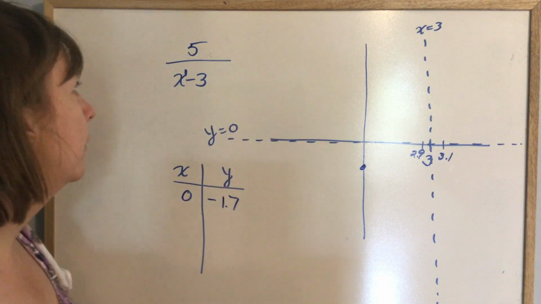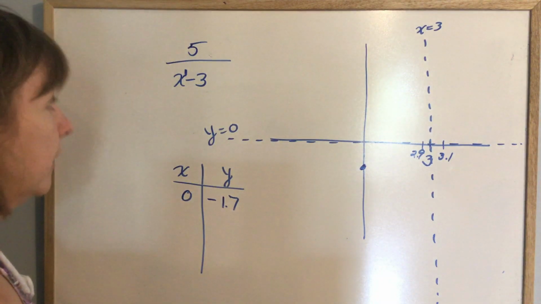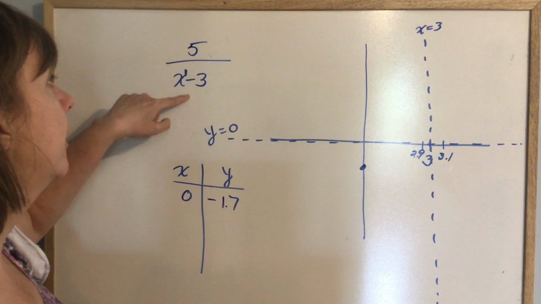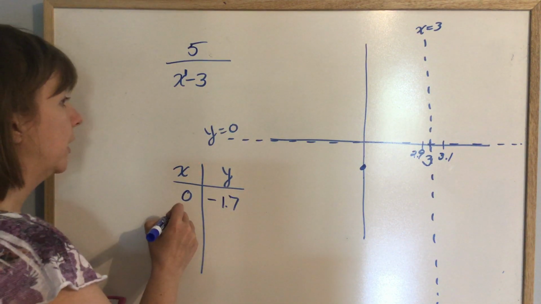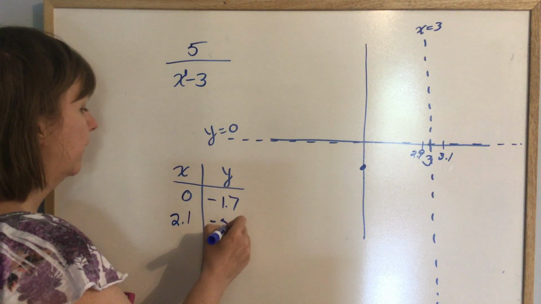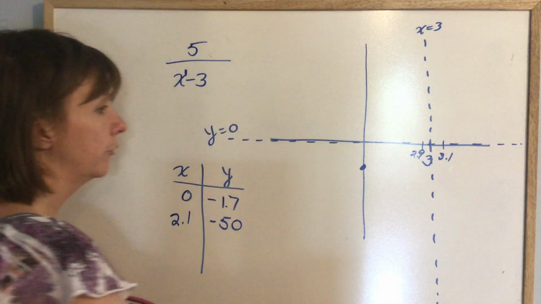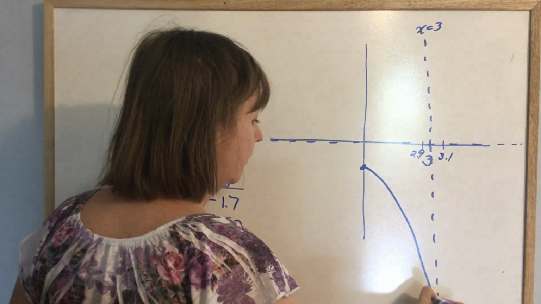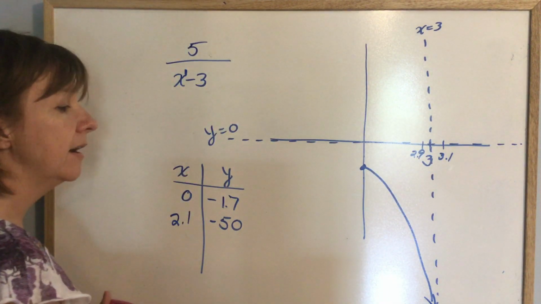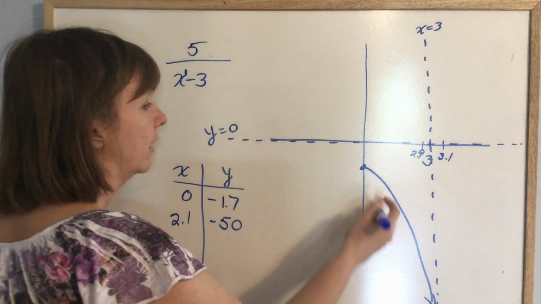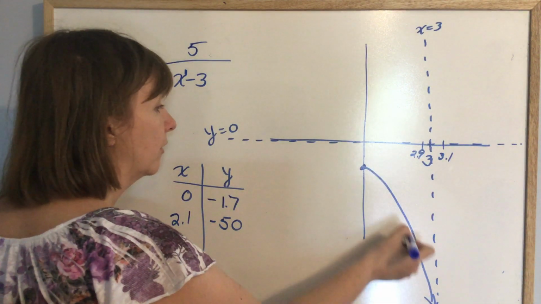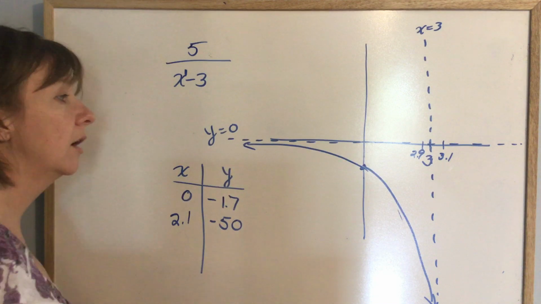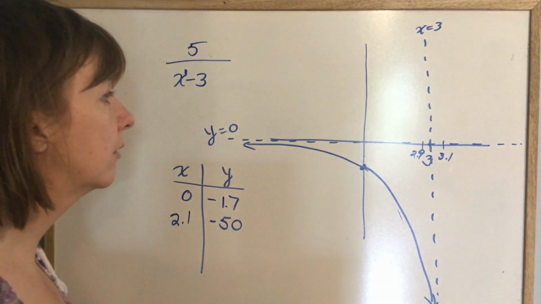So if I do 2.9 minus 3, that's -0.1. If I do 5 divided by -0.1, it gives me -50. Well, I can't put that on a graph, so what I'm saying is it's down there somewhere, but it never actually touches that asymptote. Notice the graph is going down. It's going to continue to go down, but it will not cross that asymptote.